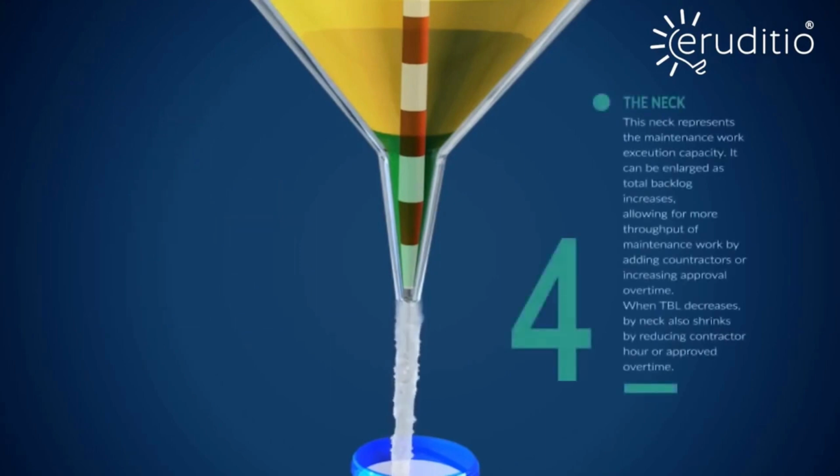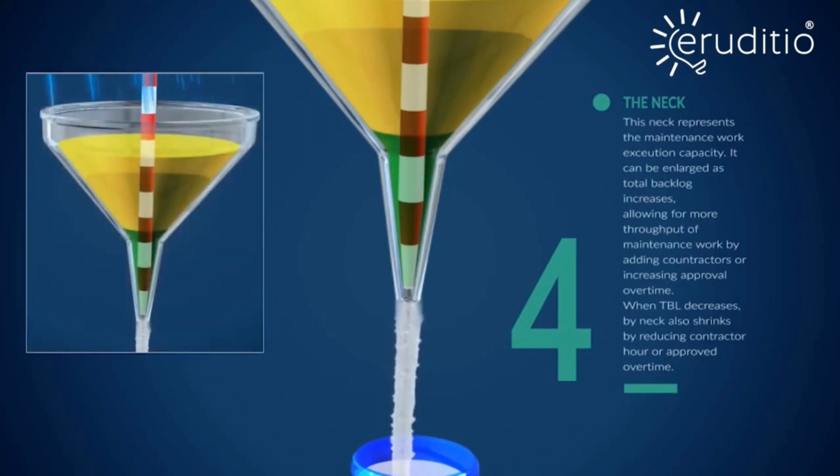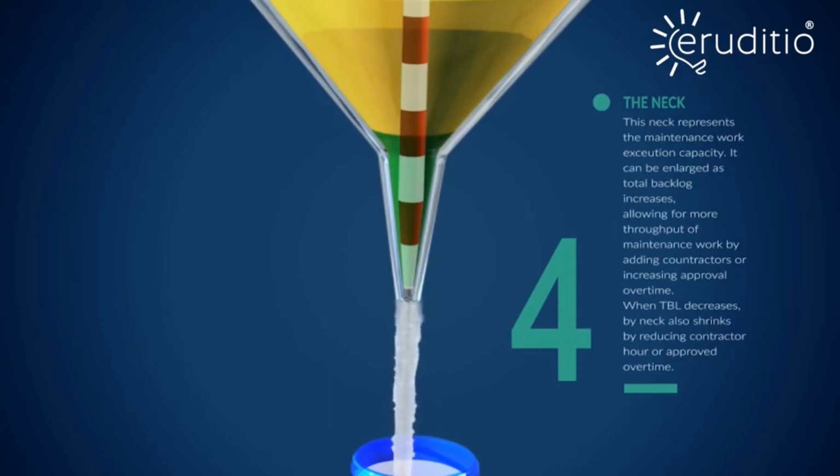The neck. The neck represents the work execution capacity of the organization in resource hours. Unlike the traditional funnels, which have fixed necks, which provide a consistent flow through the funnel, the neck of our work management funnel is adjustable. As you can see, the neck of our funnel can widen and narrow to effectively balance the workflow. The actual workflow can be adjusted to achieve the desired balance between a 4 to 6 week ready backlog and the available resource hours to maintain this balance.